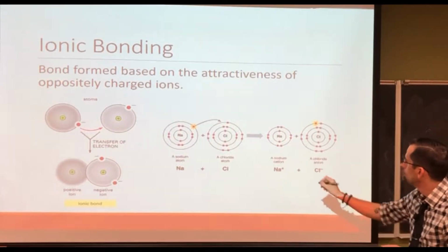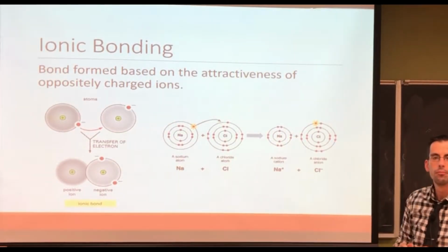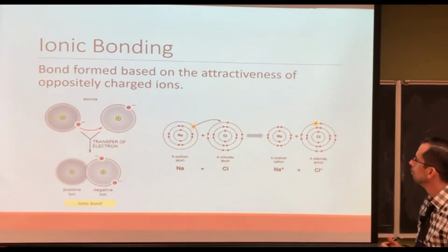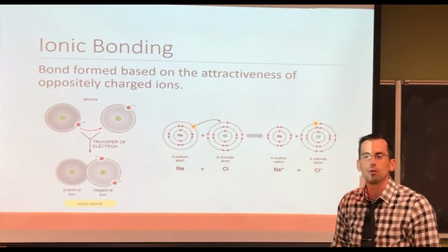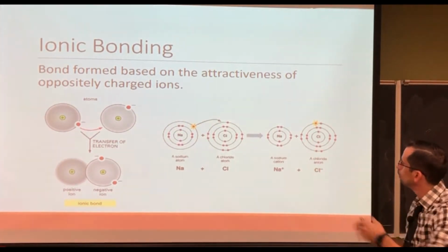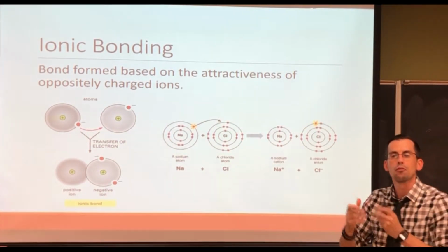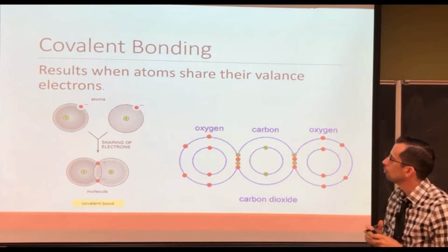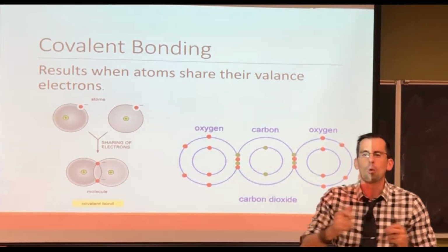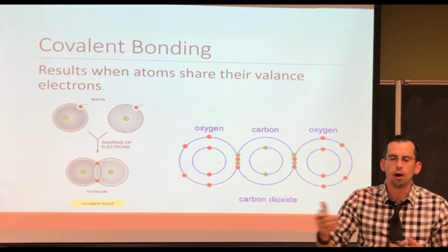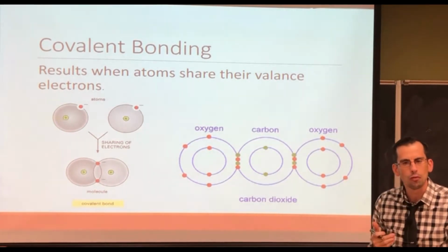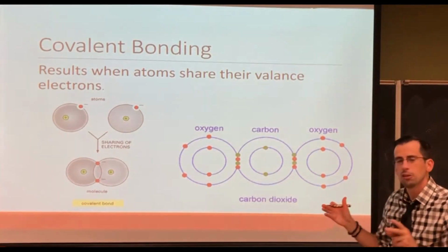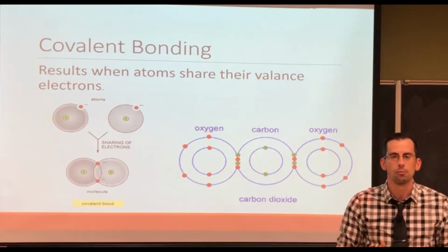We see that with, again, our sodium and our chloride. We get an attraction of oppositely charged particles and an electrical sort of bond, an affinity for one another, if you will. In covalent bonds, we don't donate or accept electrons from other atoms in order to fill our valence level. What we do is we make the best of what we have and we share.